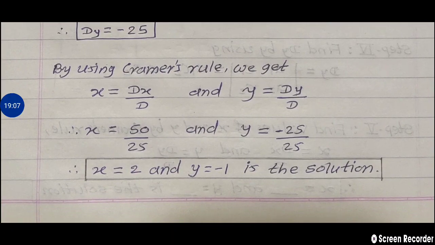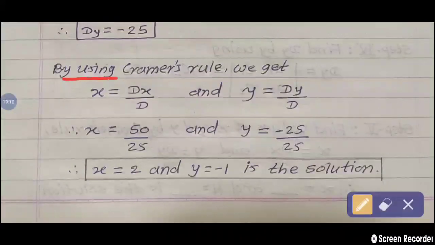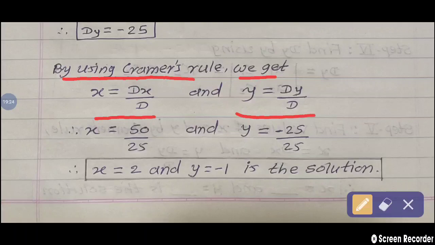Last step. By using Cramer's rule, we get, write down the formula first. x is equal to, how to find out x? So Dx divided by D. And how to find out the value of variable y? Dy divided by D. Substitute the value. Therefore, x is equal to, value of Dx is 50 divided by 25. So we are getting the answer x is equal to 2, and y is equal to Dy. Value of Dy is minus 25 divided by value of D is 25. So minus sign remains as it is. 25 divided by 25, answer is 1.